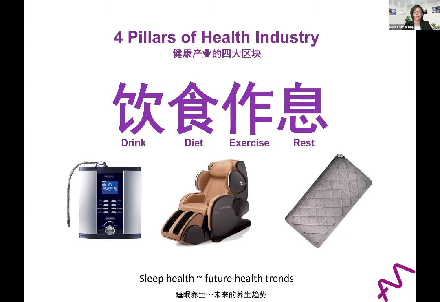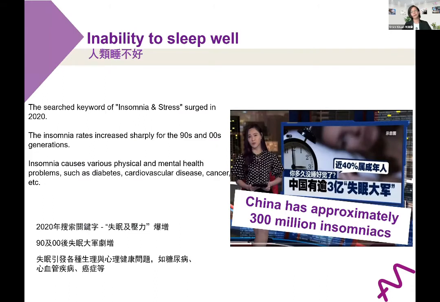Important, okay? Next, inability to sleep well. So there is this keyword search about insomnia and stress. And this is actually very, very high in year 2020. So the insomnia rate is very high among the young ones, those in the 90s, those in the 00 generation, basically talking about the 2000s. Yeah. So this is high.